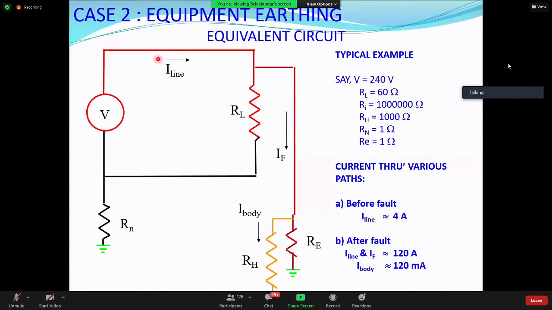But there is a very big if and but here. This will be true only if the earth resistance is kept at 1 ohm, or if the earth resistance is kept low. Here the assumption is that the equipment earthing resistance RE is low. 120 ampere will flow only when the earth resistance is kept and maintained at a low value always.